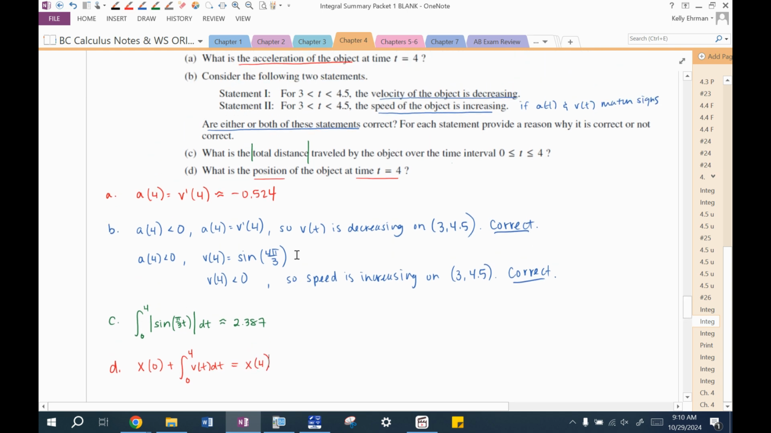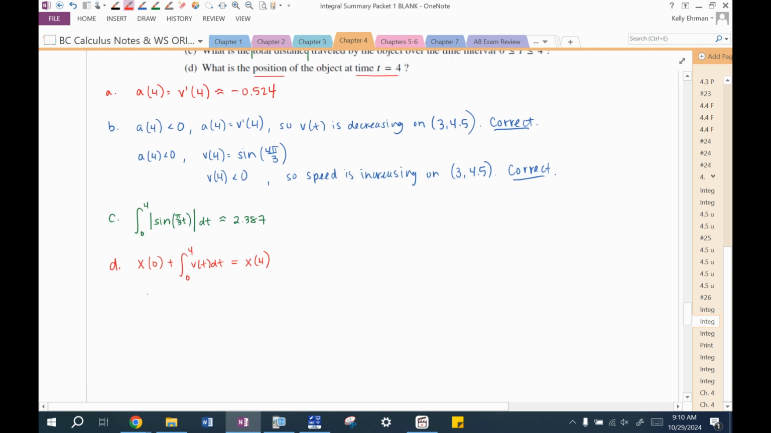x of 0 is equal to 2 plus the integral from 0 to 4 of, no absolute value, just sine of pi over 3t dt equals x of 4. And then again, go to your calculator.